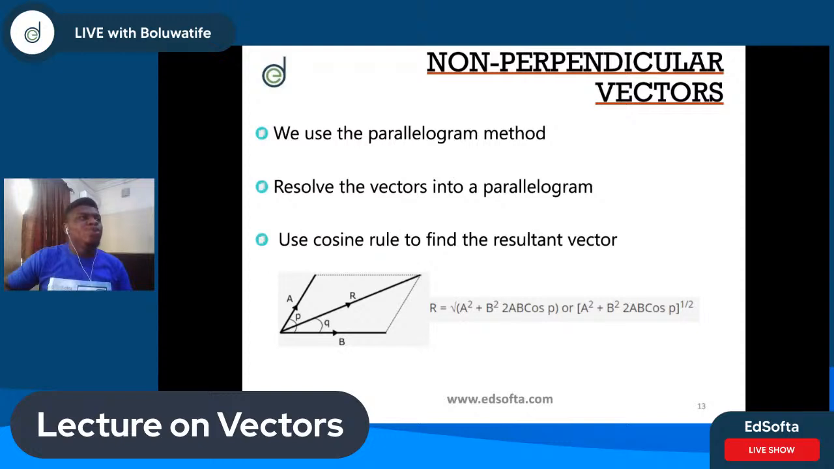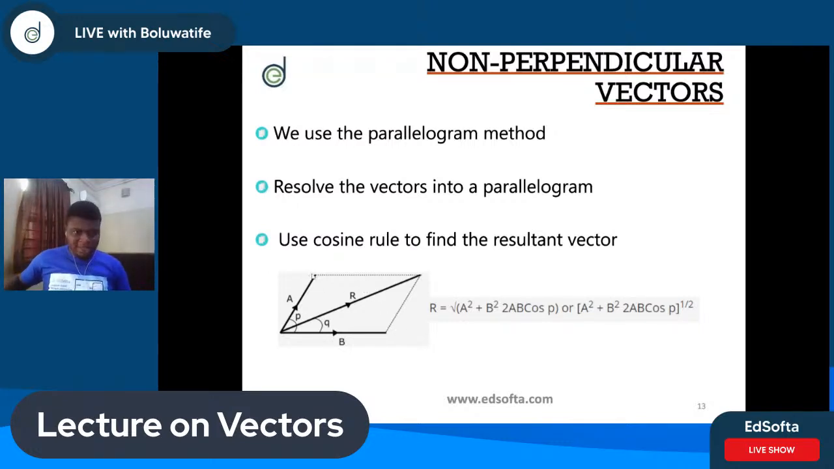So what we're going to do is mimic a parallelogram. So you have this and you have this. As you can see here, this is a vector and this is a vector. What you do is you imagine that this and this are one half of a parallelogram, right?